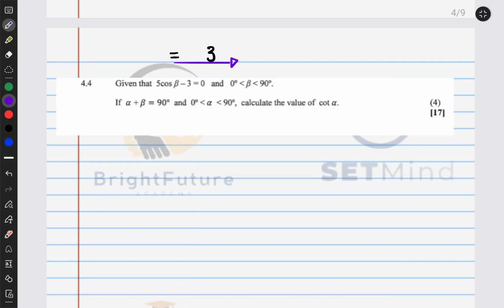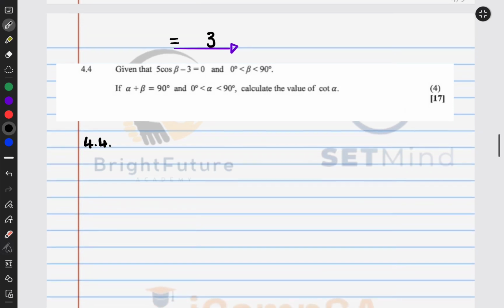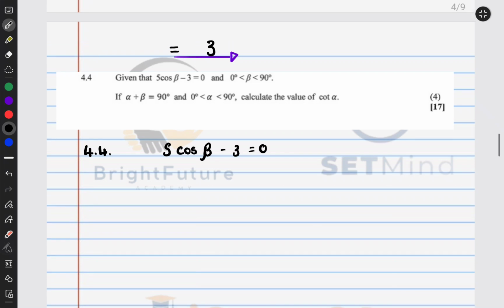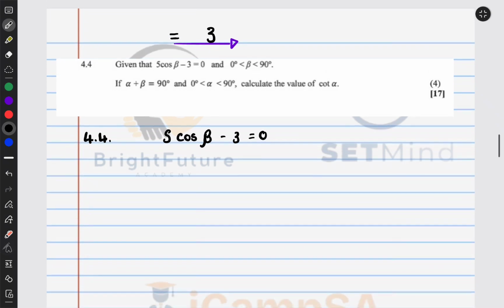So here what you need to understand is that we are dealing with complementary angles. If two angles add up to 90 degrees, they are complementary angles. But before we even get there, let's make use of a sketch to help us with this question. We are given that 5 cos beta minus 3 is equal to 0, and beta is found in the first quadrant, between 0 and 90 degrees.